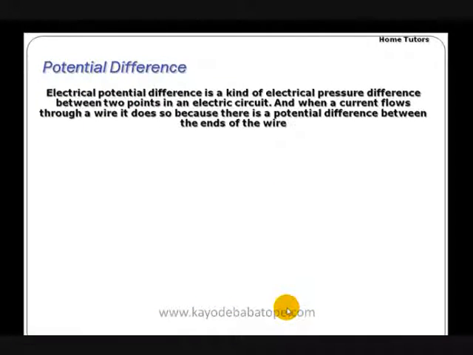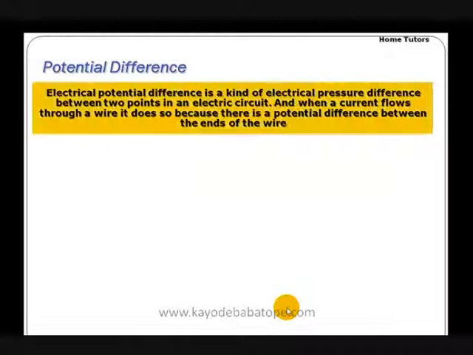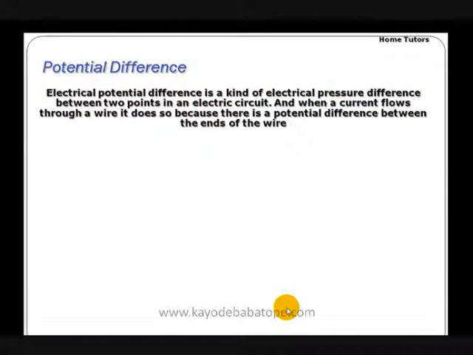Now let's talk about potential difference. Potential difference is a kind of electrical pressure difference between 2 points in an electric circuit. When a current flows through a wire, it does so because there is a potential difference between the ends of the wire. So it is the potential difference between 2 points in a wire that drives the flow of current across the wire.